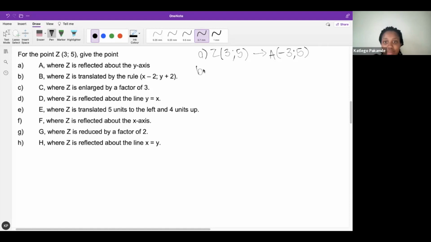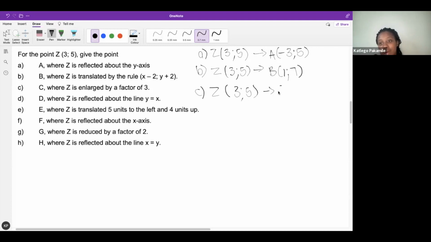Number B says, Z will be translated by the rule X minus 2 and Y plus 2. This is easy because they told us how to change the coordinate, right? Tell me what my new coordinates are. So it's 3 minus 2, which is 1, and 5 plus 2, which is 7. We're on fire. I'm seeing a lot of responses, which means I'm very happy.